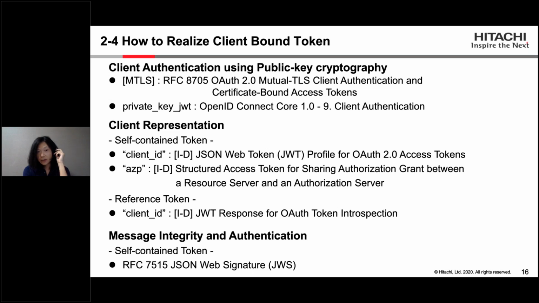And client representation. In the case of the self-contained token, I found the following two standards using the client_id claim and the azp claim. In the case of the reference token, I found one standard using client_id as a field of the response from OAuth token introspection. Finally, for message integrity and authentication, we can use JSON Web Signature.